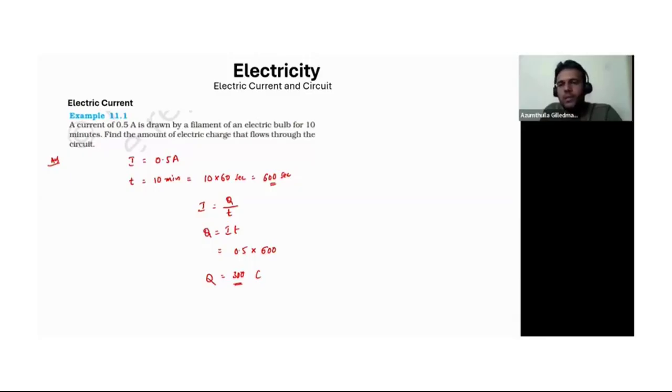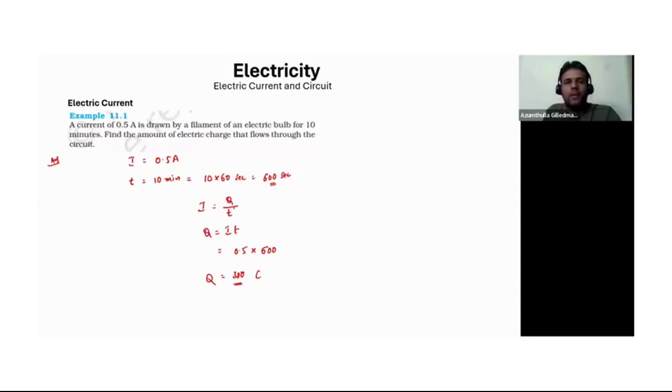Okay. So we learned about electric current and we also worked one example on how to find the amount of charge. See, here they ask to find the charge. Sometimes they give the amount of charge and the time. They will ask you to find the current flowing through the circuit. So in that case, you can just apply I equal to Q by T. Q you know and T you know. Then if you substitute, then you will get the value of amount of current flowing in the circuit in amperes.